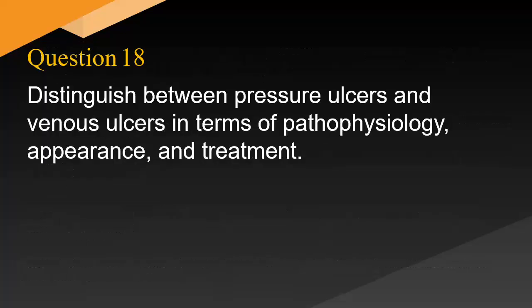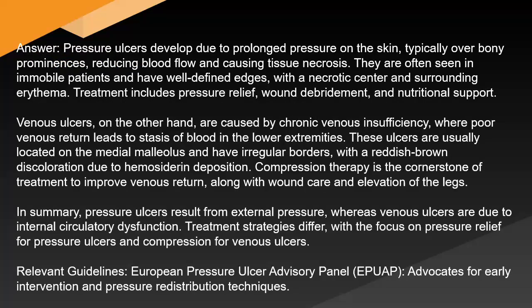Distinguish between pressure ulcers and venous ulcers in terms of pathophysiology, appearance, and treatment. Answer. Pressure ulcers develop due to prolonged pressure on the skin, typically over bony prominences, reducing blood flow and causing tissue necrosis. They are often seen in immobile patients and have well-defined edges, with a necrotic center and surrounding erythema. Treatment includes pressure relief, wound debridement, and nutritional support.